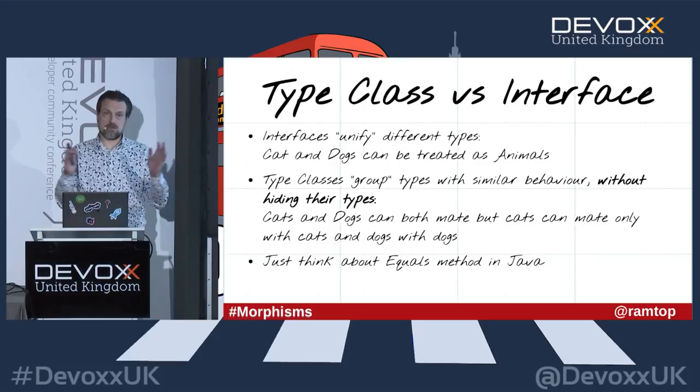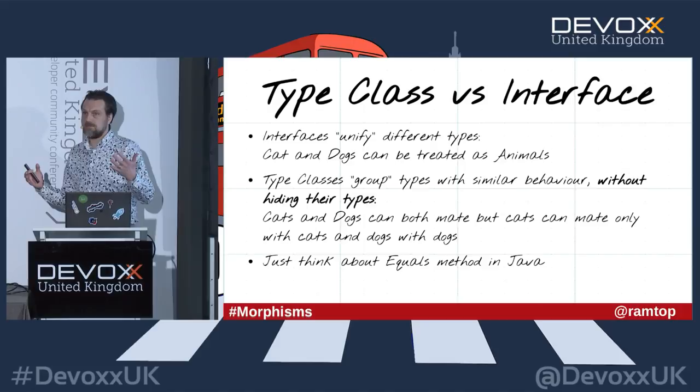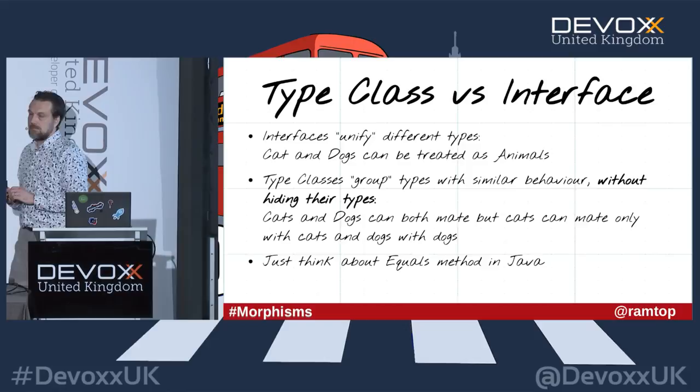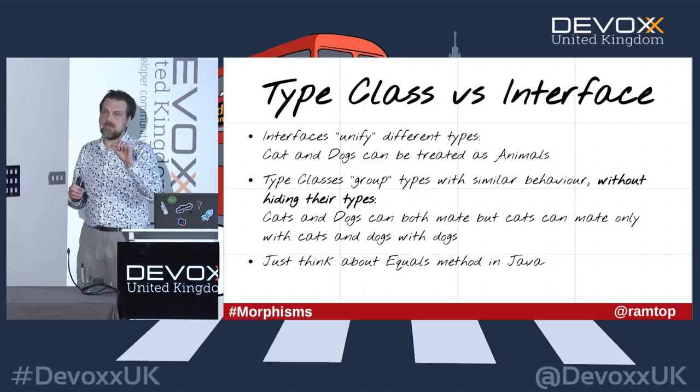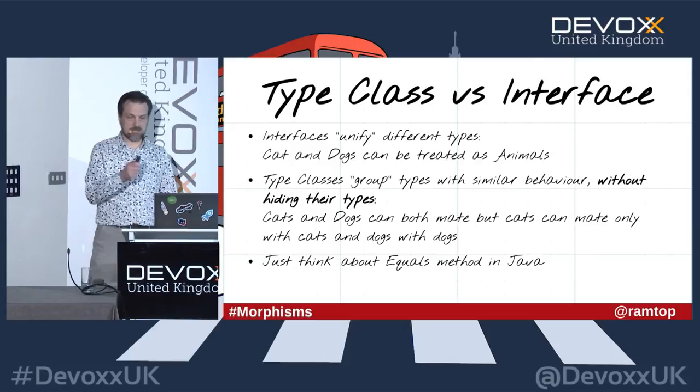But we cannot, if we have an interface, basically we have a kind of a base class, and then we say, okay, combine, put it all together. But here we want to say that no, we want to combine two elements only if they have the same type. We will see the code, but just think about the equals method in Java.